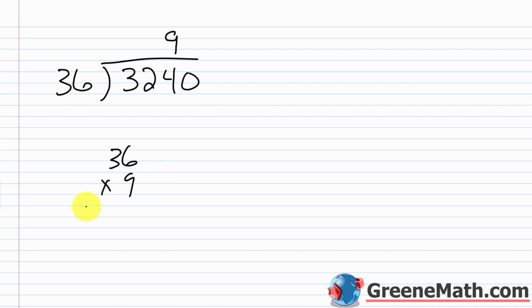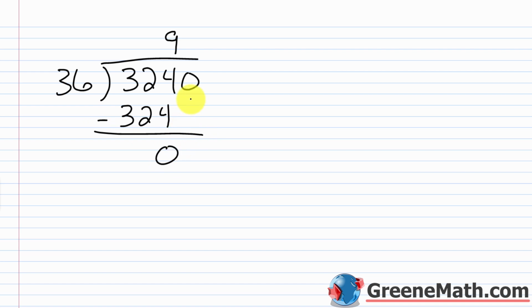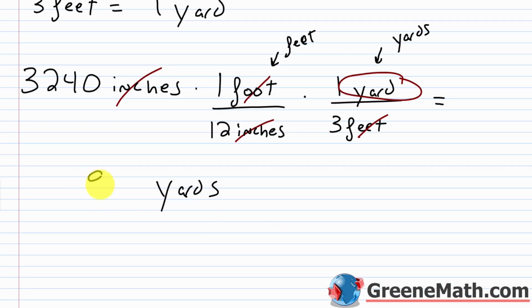36 times 9. 9 times 6 is 54. 4 down, carry the 5. 9 times 3 is 27. Plus 5 is 32. So you get exactly 324. Subtract here, and you get 0. Bring down the 0. 36 does not go into 0, so we're going to put 0. 0 times 36 is 0. Subtract and get 0. So we get 90 there. So we're going to put 90 yards for our answer. So 3,240 inches is going to be equal to 90 yards.